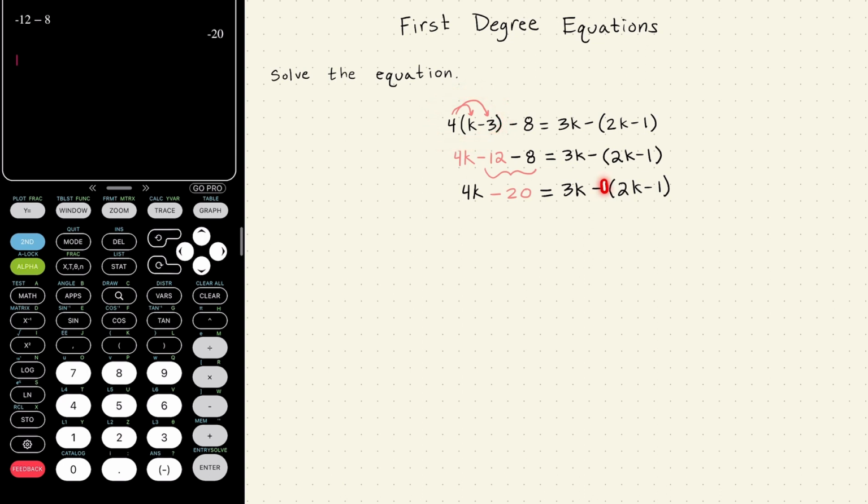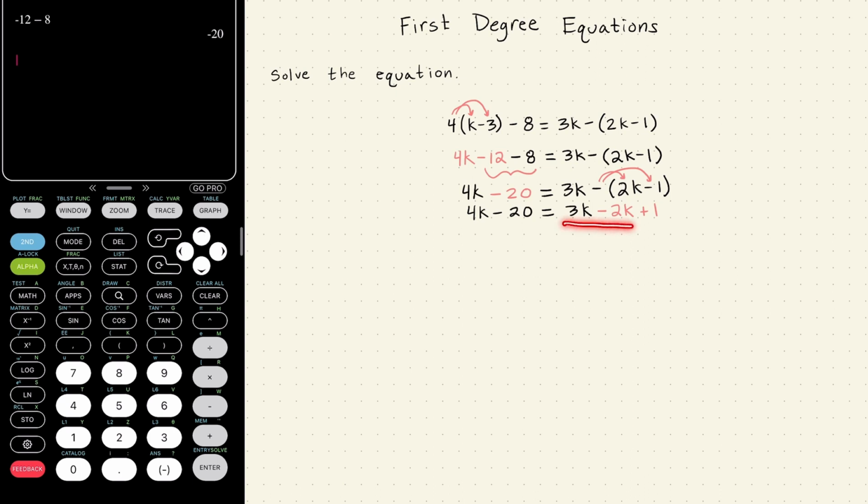You can think of this as a negative 1 sitting on the outside. So negative 1 times 2k, well, that's negative 2k. And negative 1 times negative 1 is a positive 1. Still have our 3k that we'll bring down, still have our equal sign, and everything on the right is just the way it was before.